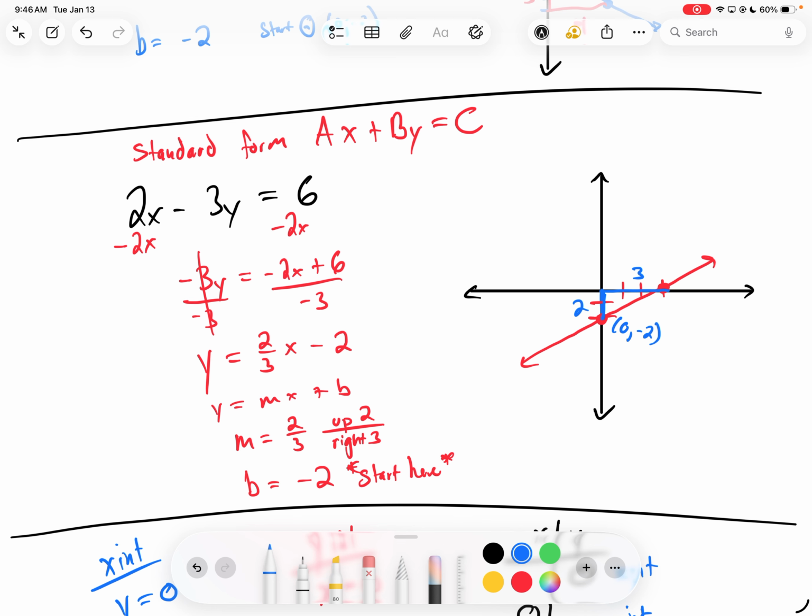The slope is a constant. My pictures aren't perfectly drawn, but it is a constant rate of change, so I could start anywhere on the line. If I go up 2 to the right 3, I should land back on the line, okay? Since it is constant, you can go anywhere on the line and go up 2 to the right 3, but we have our y-intercept as our starting point, and from that point, we go up 2 to the right 3. Make sure you always start at the y-intercept when you do that.